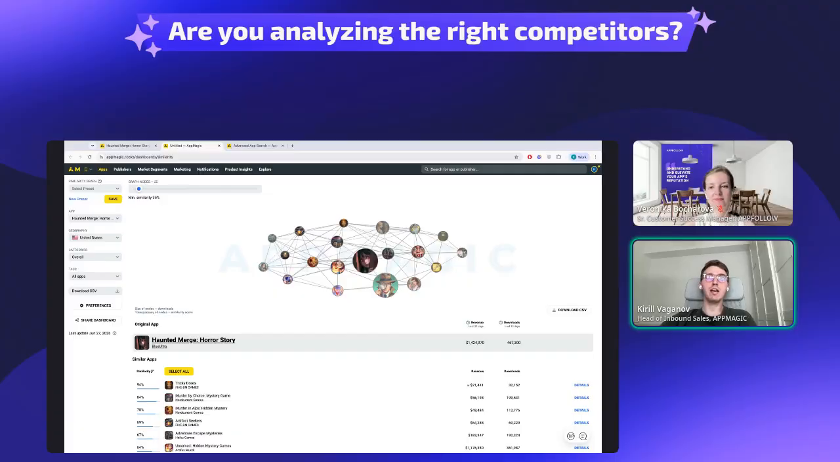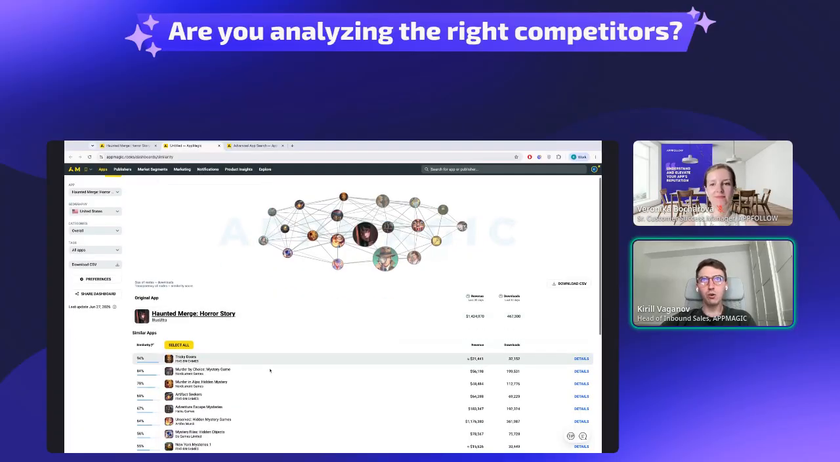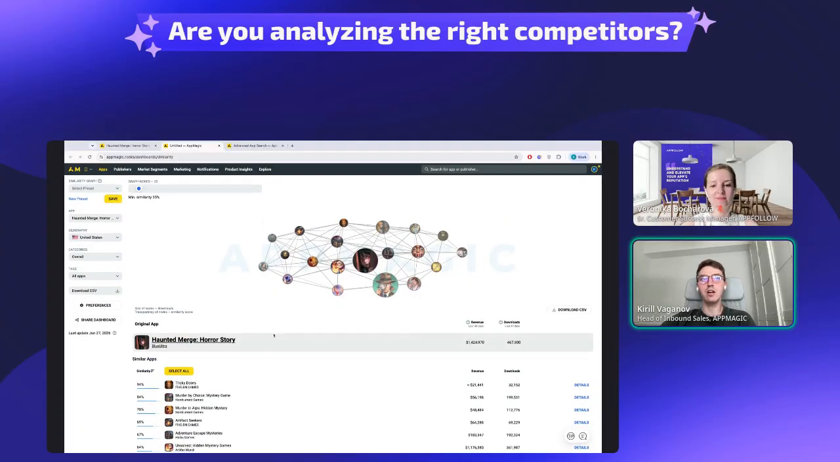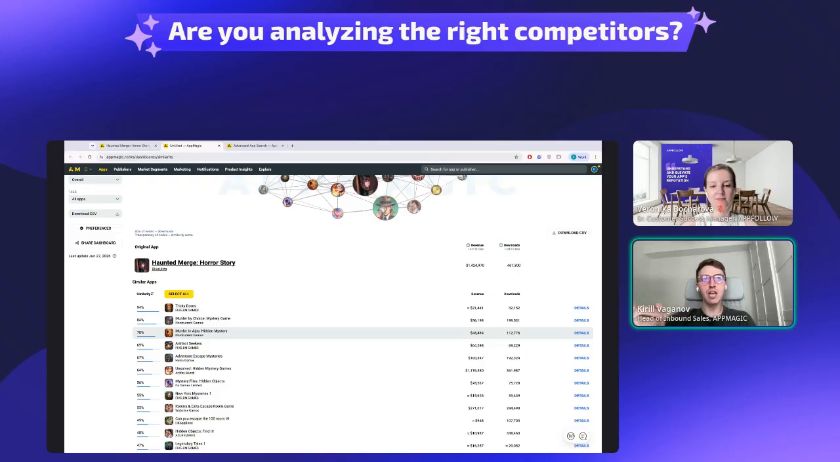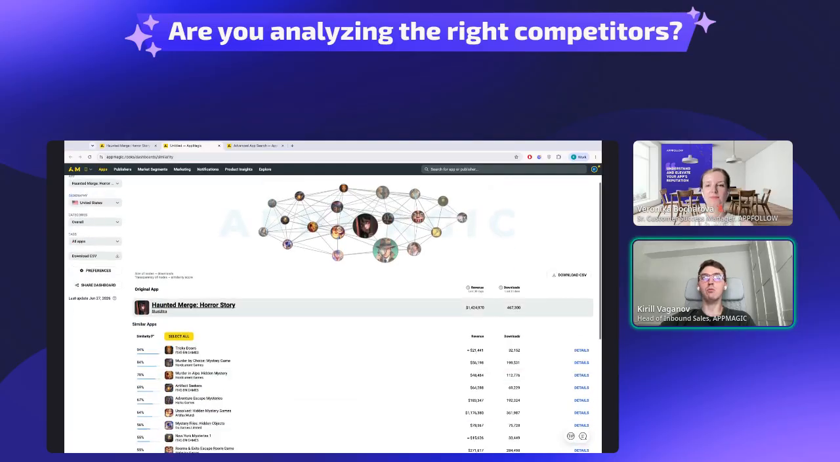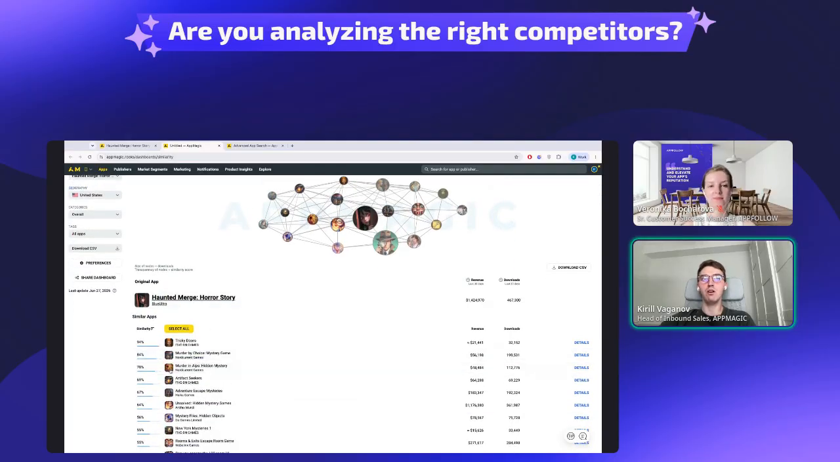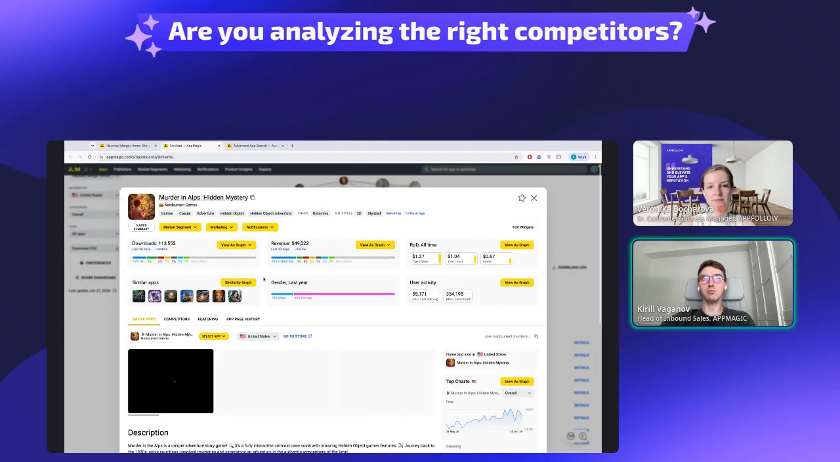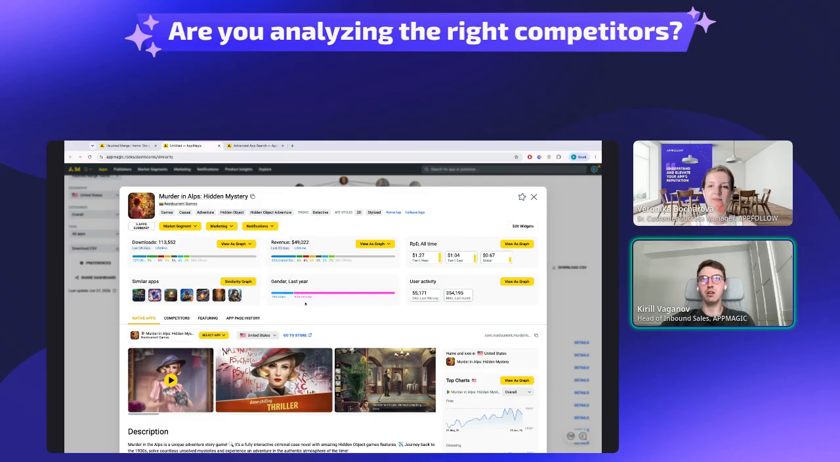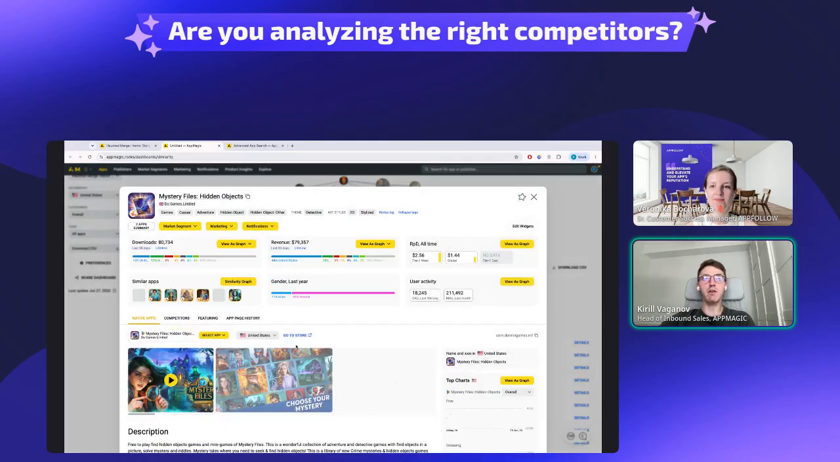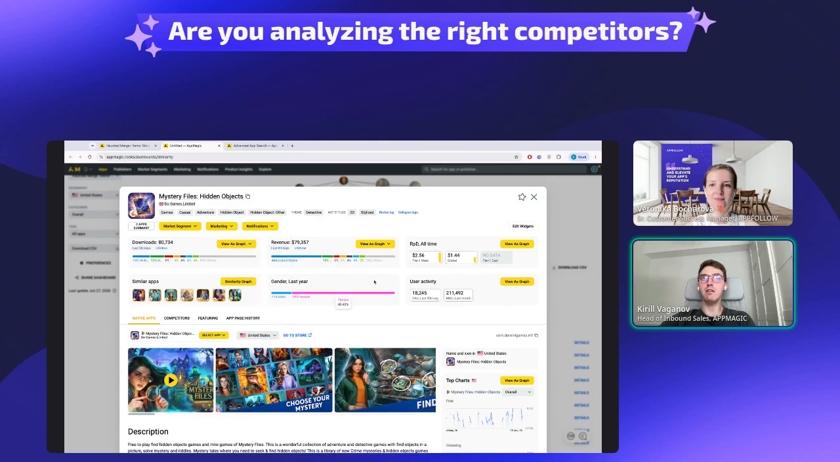And so you start realizing that a lot of these games, in fact all of these games, are similar to Hunt Merge. First off, none of them are merge games. Second of all, none of them are actually casual puzzle games. All of these games, or almost all of these games, are hidden objects games. Like this one, hidden object. This is a hidden object. It's predominantly female driven. What about the other one? Mystery Files, hidden object, 83% female.